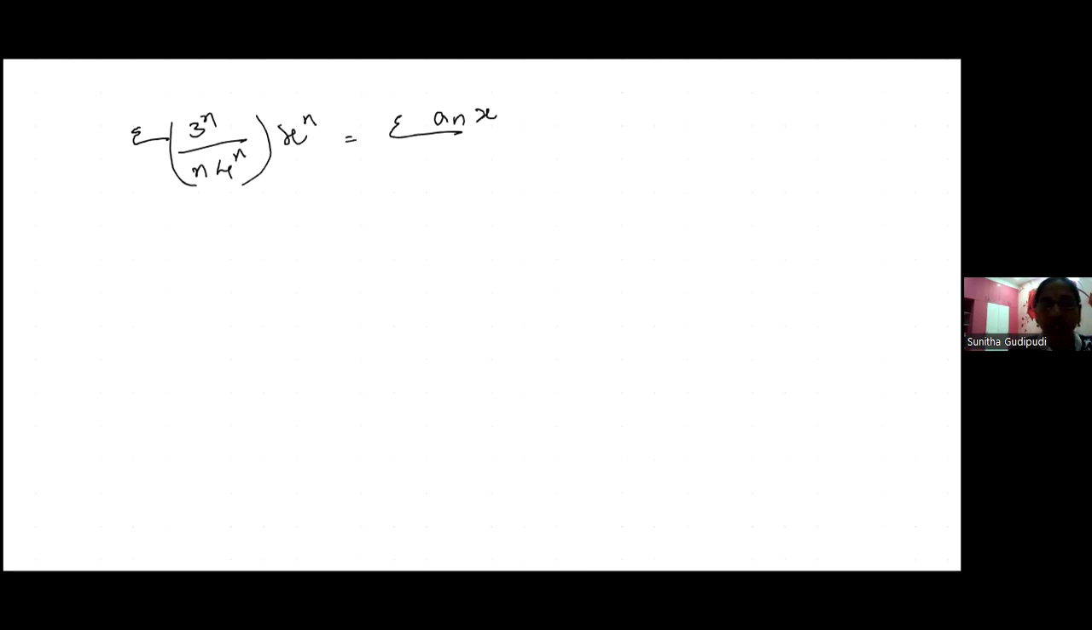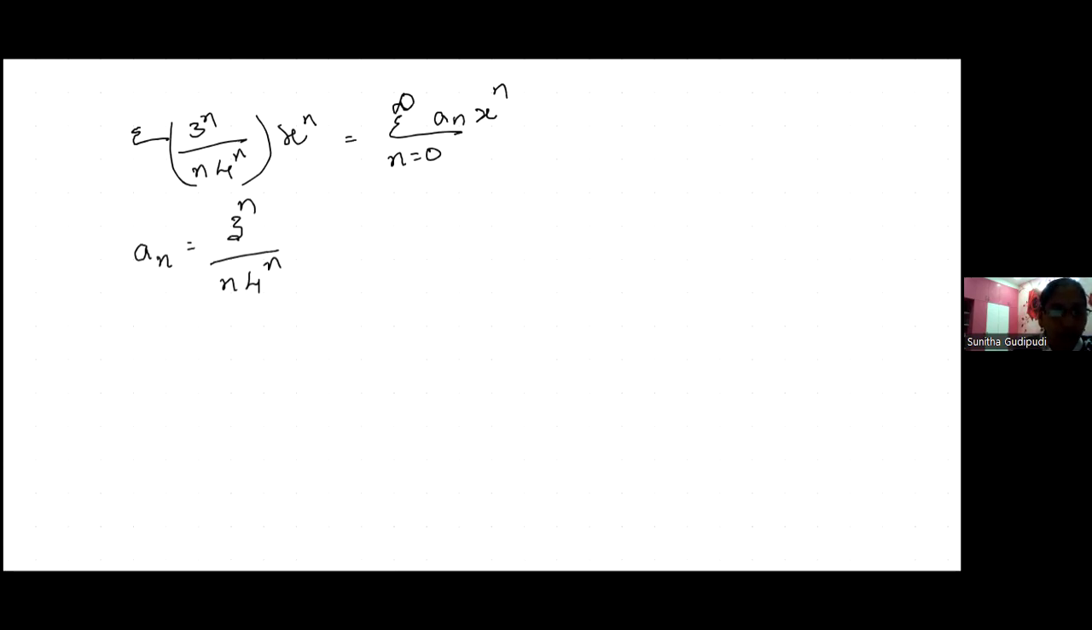So summation n runs from 0 to infinity a_n x to the power n. Let's compare it with this one. So from this, what do you get our a_n? Our a_n is 3 to the power n divided by n into 4 to the power n. Just let me write only a_n. So this is my a_n.